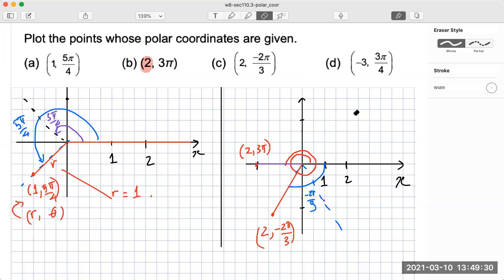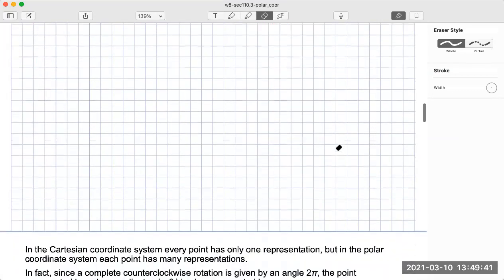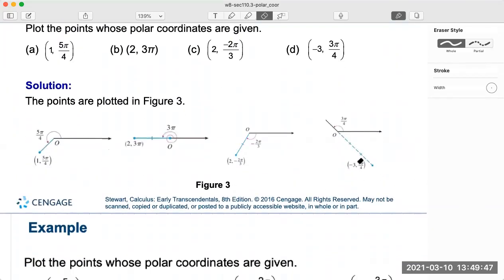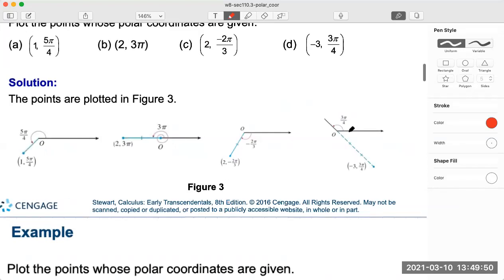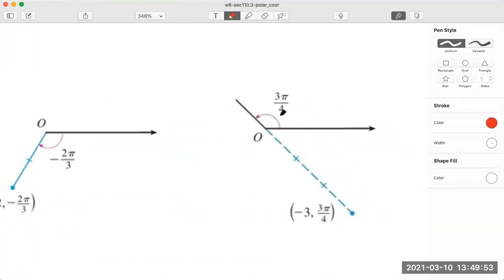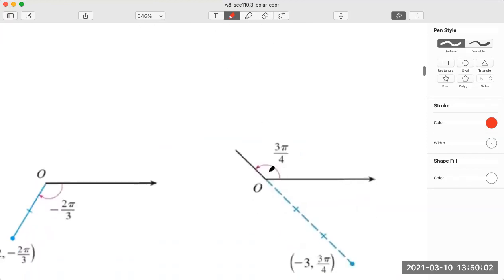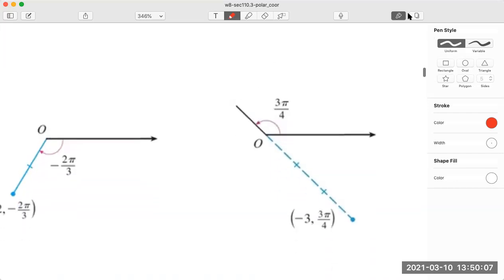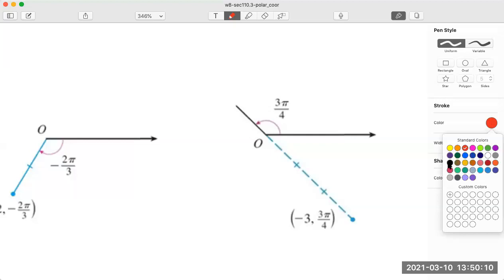Then, similarly, here the R is 3, it is a negative number. Theta is 3 pi over 4. Do the similar things, but in this situation we do it this way. The angle 3 pi over 4 will be like this. Okay? 3 pi over 4. But the R, the radius, is negative 3. Suppose you have this line extended like this.